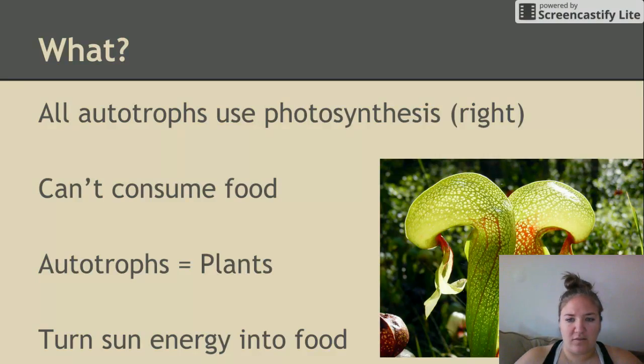So, what is photosynthesis? All autotrophs use photosynthesis, and when I'm talking about autotrophs, I'm talking about plants. Auto meaning that they can make their own food. They don't consume food, but they do take up nutrients, and they turn sun energy into food. So this is why they are considered primary producers, because they create food or glucose just from using sun energy and a few other things like carbon dioxide and water.